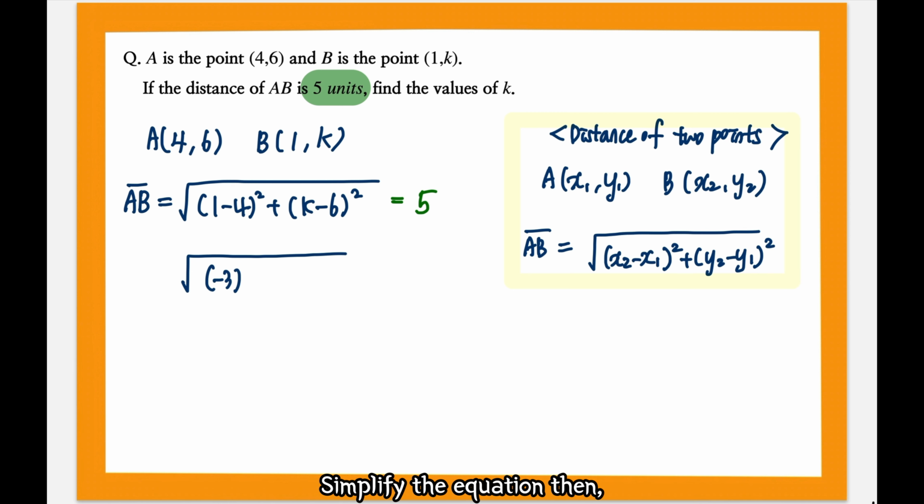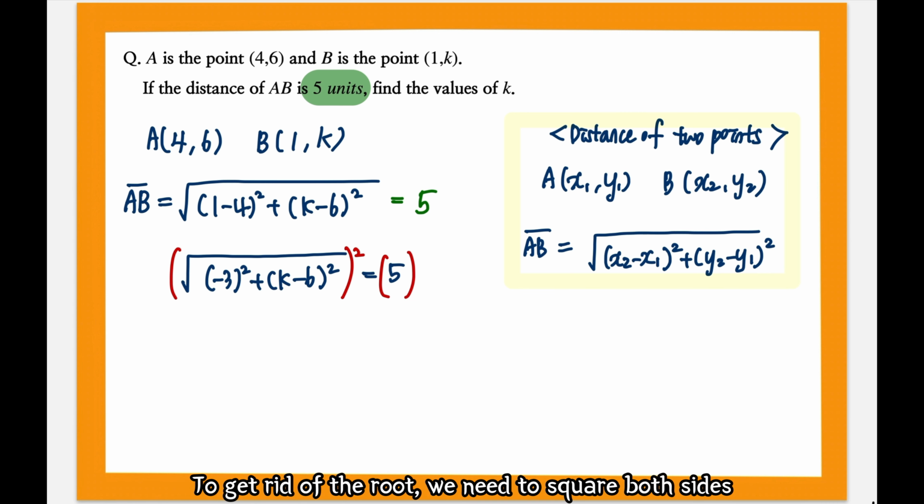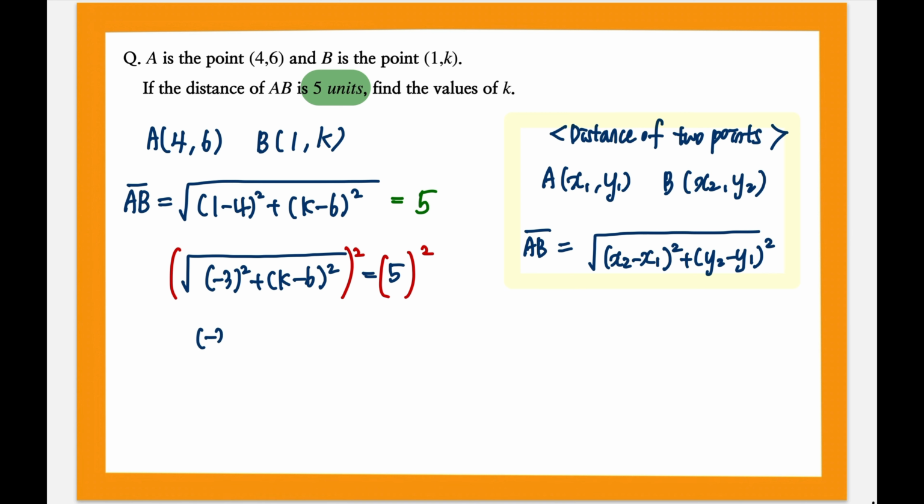Simplify the equation, then root of (minus 3) squared plus (k minus 6) squared is equal to 5. Do you remember how to get rid of that root? To get rid of the root, we need to square both sides. Then it turns into (minus 3) to the square plus (k minus 6) to the square is equal to 5 to the square.